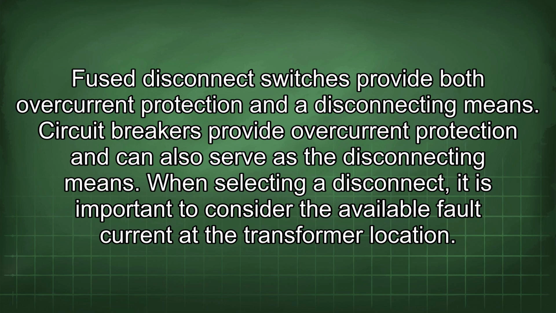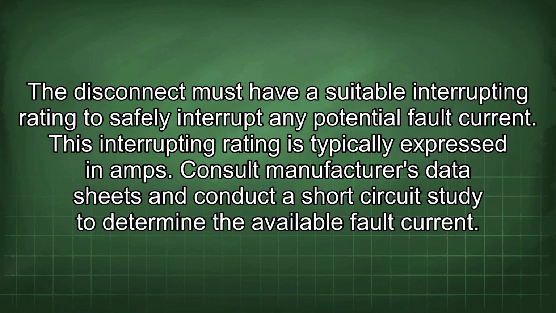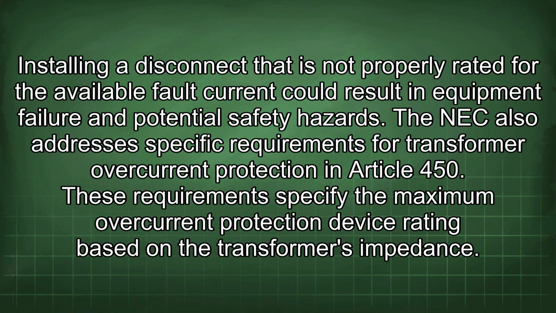When selecting a disconnect, it is important to consider the available fault current at the transformer location. The disconnect must have a suitable interrupting rating to safely interrupt any potential fault current. This interrupting rating is typically expressed in amps. Consult manufacturer's datasheets and conduct a short circuit study to determine the available fault current. Installing a disconnect that is not properly rated for the available fault current could result in equipment failure and potential safety hazards.